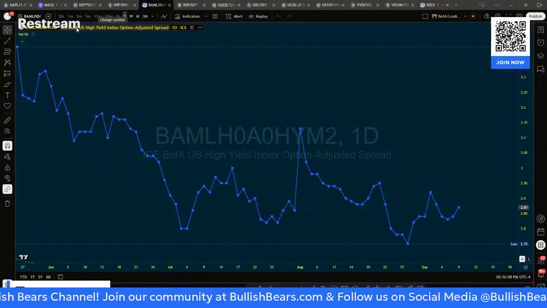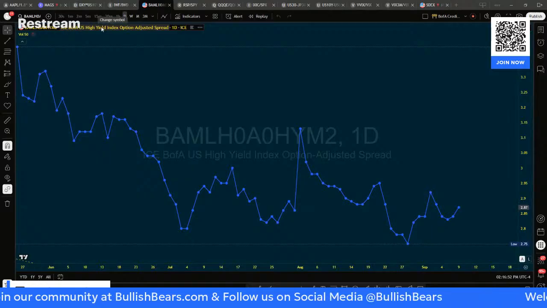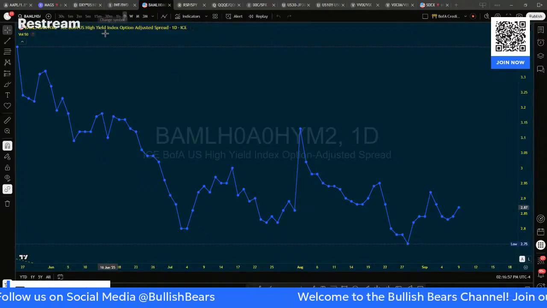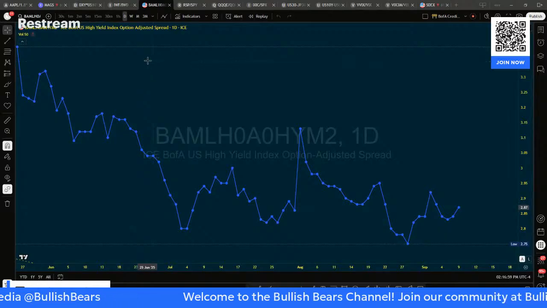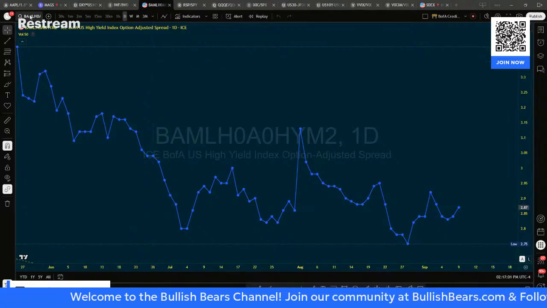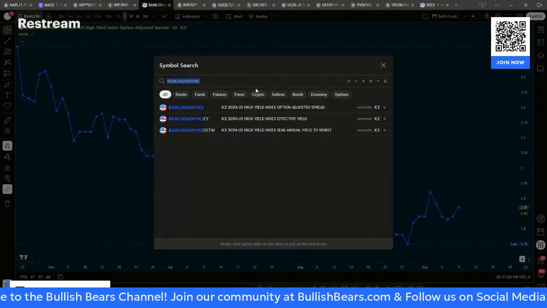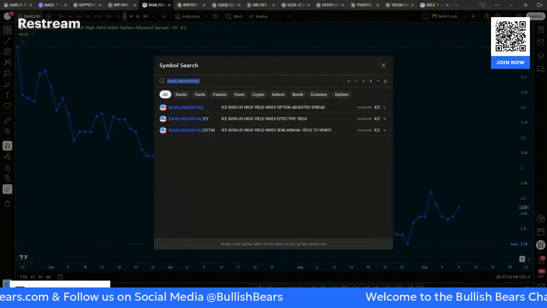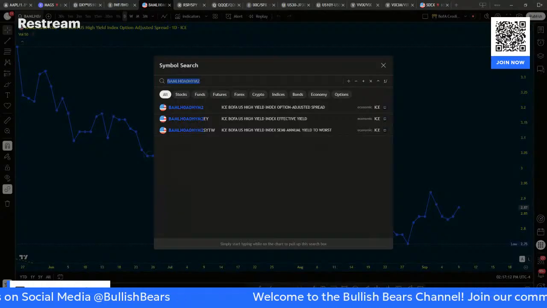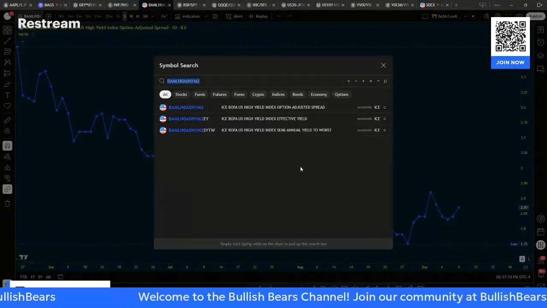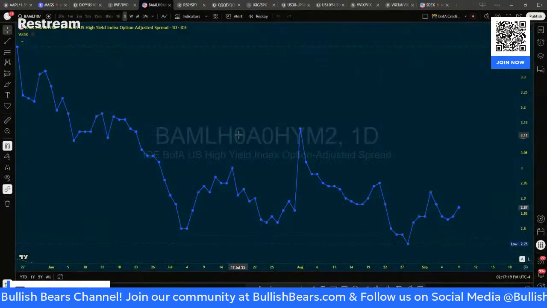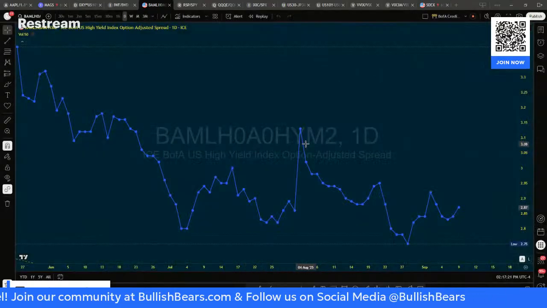The name of this is Bank of America US High Yield Index Options Adjusted Spread. That's a mouthful, right? But the ticker symbol, just copy it and paste it here, is that right there. So if you're looking for it on TradingView, that's what you want to put in. And if you just start typing in high yield spread, it should pop up, right? You shouldn't have to type in that whole thing.